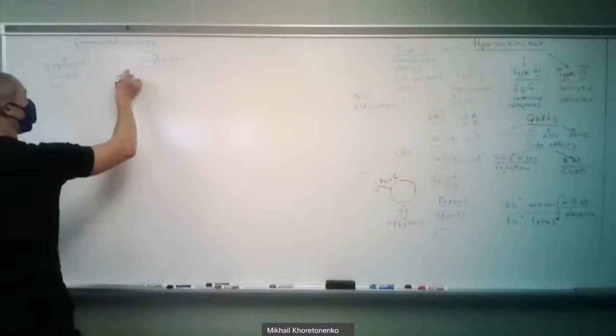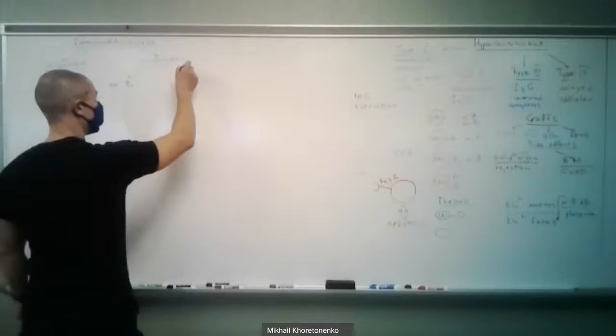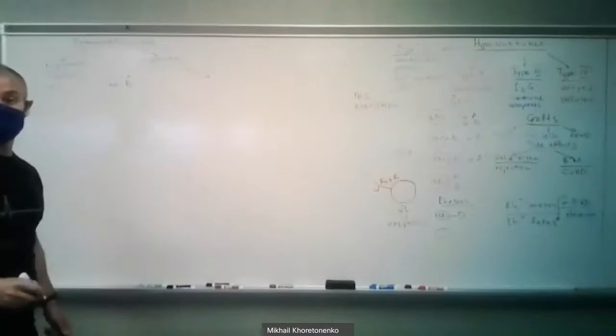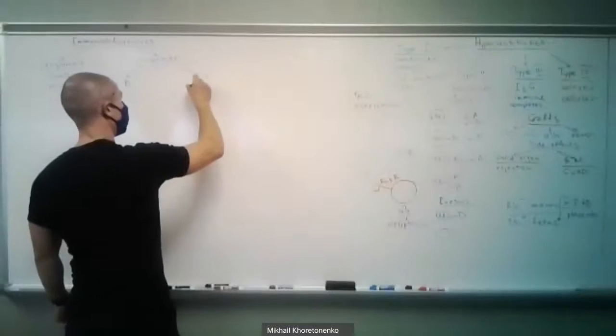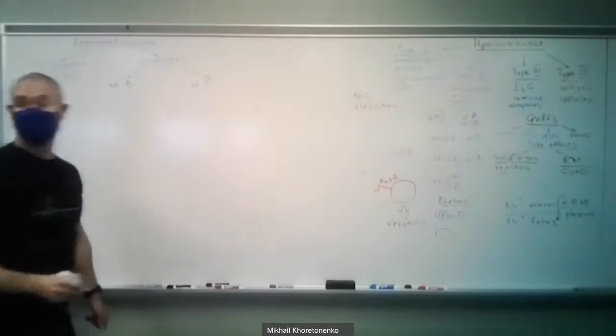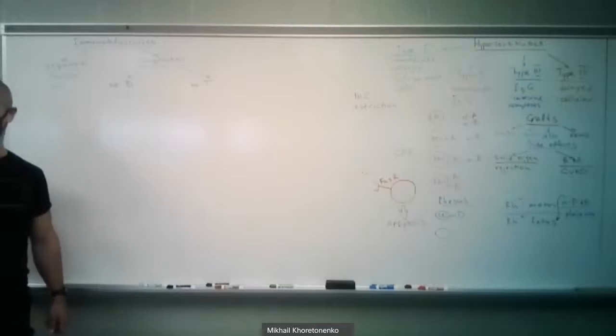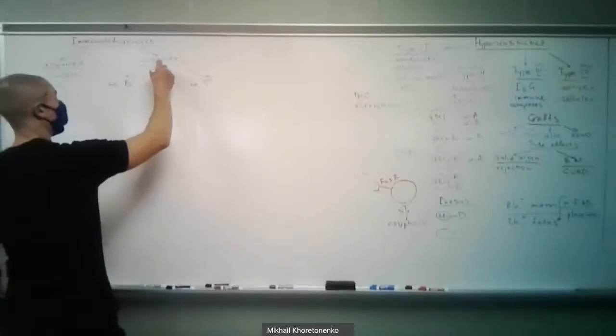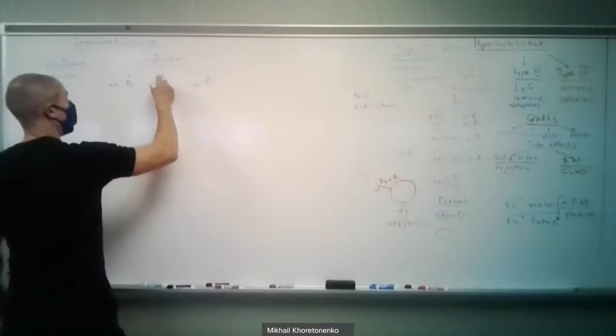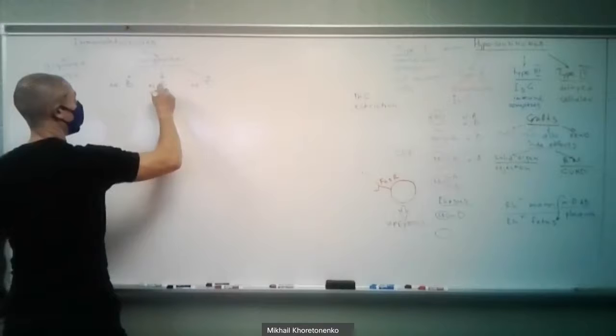One is agammaglobulinemia, no B cells. Another is DiGeorge syndrome, no T cells. And the third one is severe combined immunodeficiency, which is no B, no T.